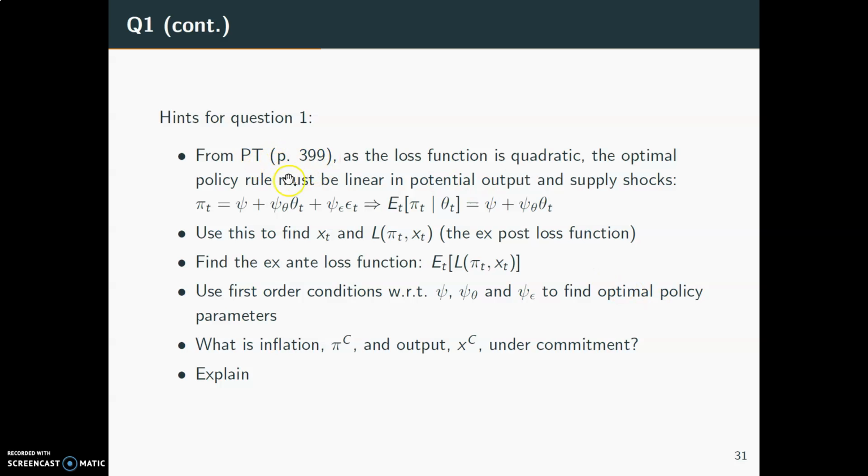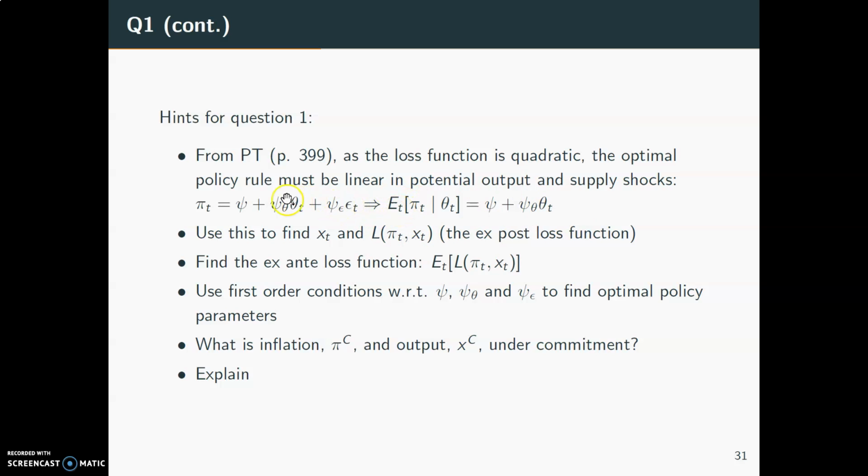So from Persson and Tabellini, page 399, I think, we know that as the loss function is quadratic, the optimal policy rule must be linear in potential output and supply shocks. So therefore we have that m_t is equal to pi_t, which is given by the following rule here. And because the private agents only observe theta_t, shocks to potential output, and not these supply shocks, we have that the private agents' expectations are given by the following expression.